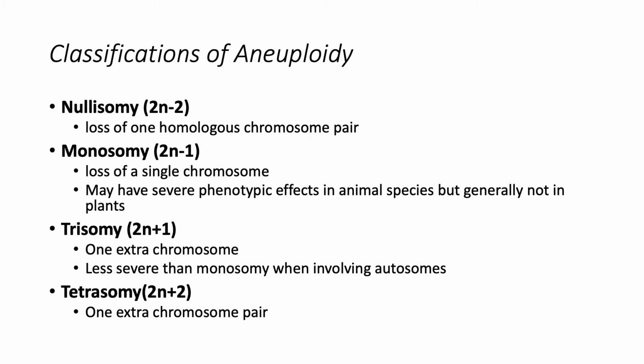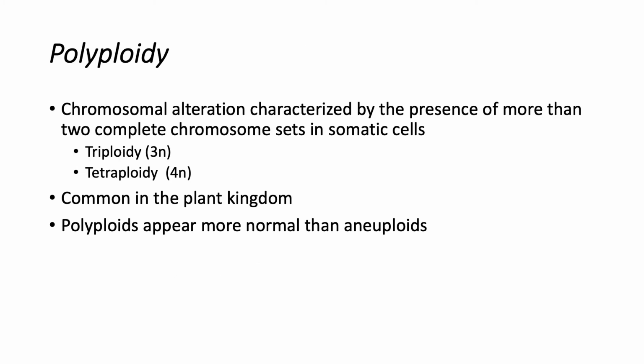Next is trisomy, or 2n+1, which involves one extra chromosome addition. This is somewhat less severe than monosomy when involving autosomes. And lastly, tetrasomy, or 2n+2, involves one extra chromosome pair addition. Some organisms have more than two complete chromosome sets in all somatic cells. The general term for this chromosomal alteration is polyploidy.